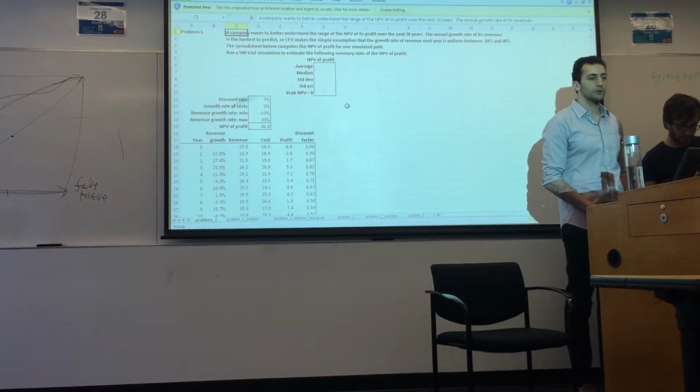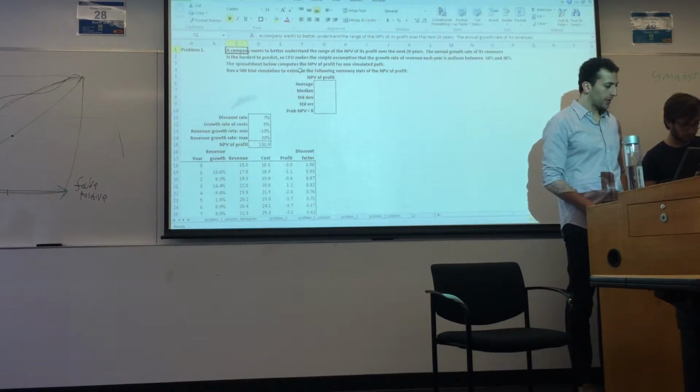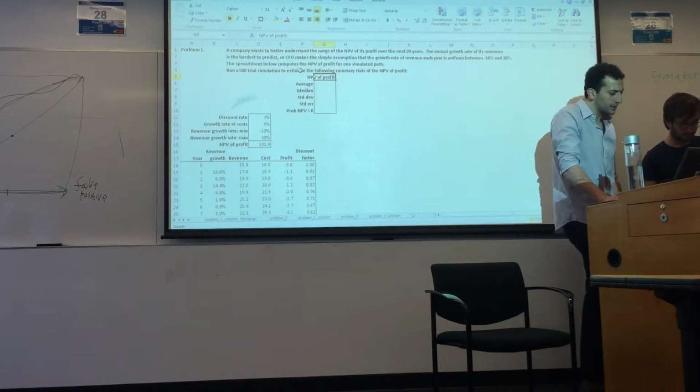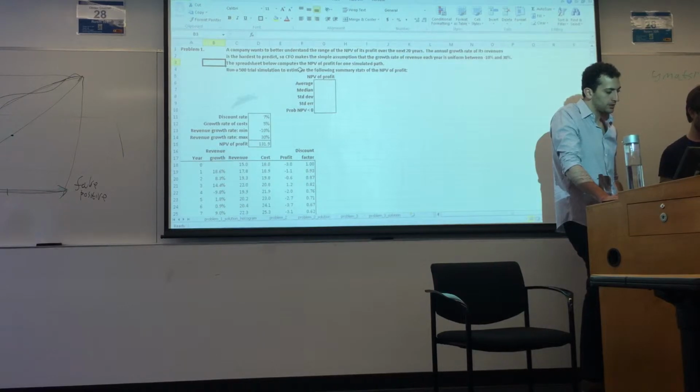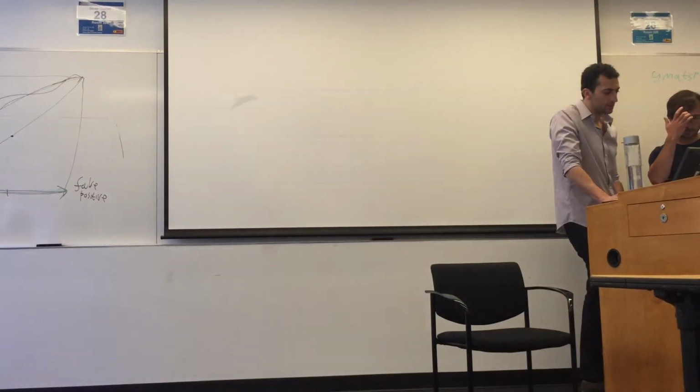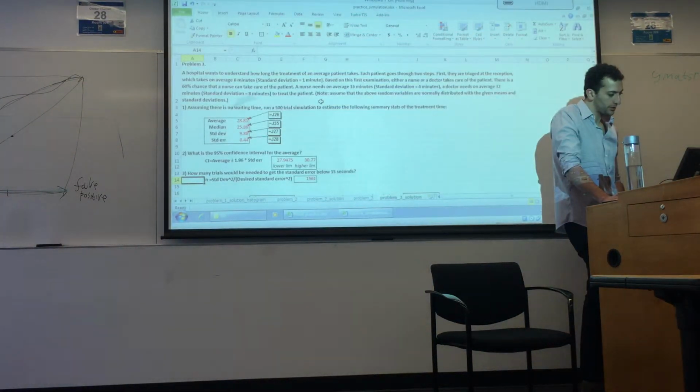Okay, let's read question 1. A company wants to better understand the range of the NPV of its profit over the next 20 years. The annual growth rate of its revenues is the hardest to predict. So the CFO makes a simple assumption that the growth rate of revenues each year is uniform between -10 and 30. The spreadsheet below computes the NPV profit for one simulated path. Run a 500 trial simulation to estimate the following summary stats of the NPV of the profit.